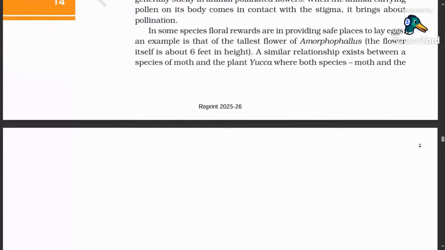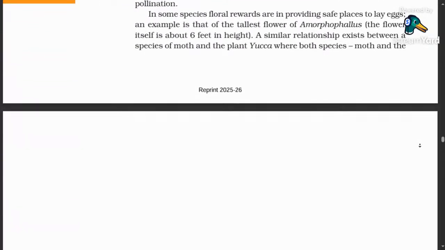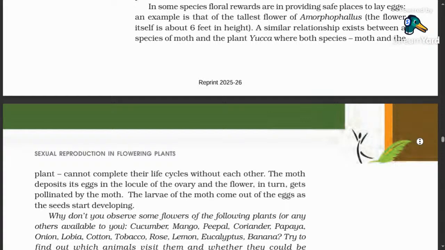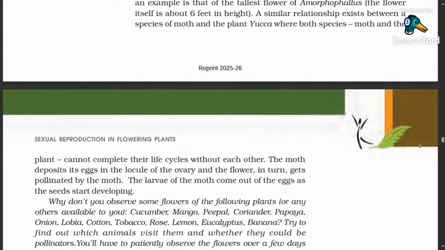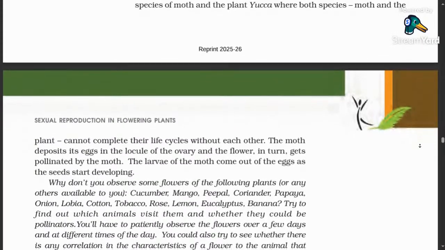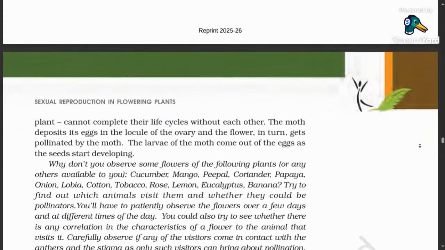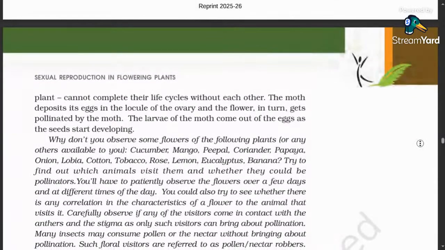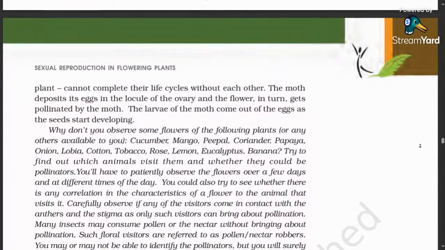In some species, floral rewards are in providing safe places to lay eggs, as, for example, in one of the tallest flowers, Amorphophallus. The flower itself is about 6 feet in height. A similar relationship exists between a species of moth and the plant Yucca, where both species, moth and plant, cannot complete their life cycles without each other. The moth deposits its eggs in the locule of the ovary, and the flower, in turn, gets pollinated by the moth. The larvae of the moth come out of the eggs as the seeds start developing.